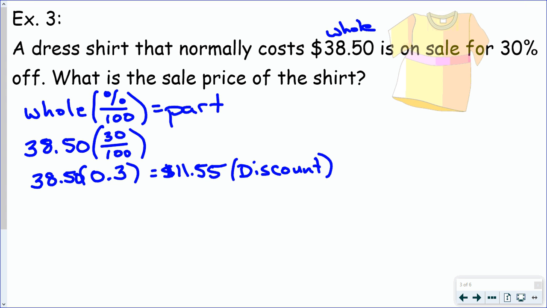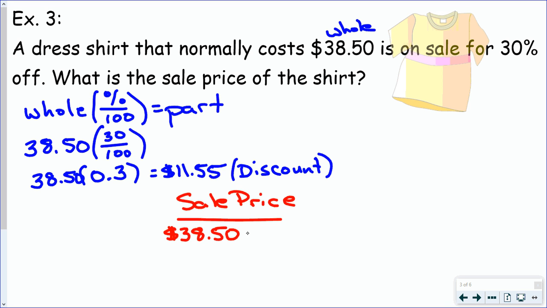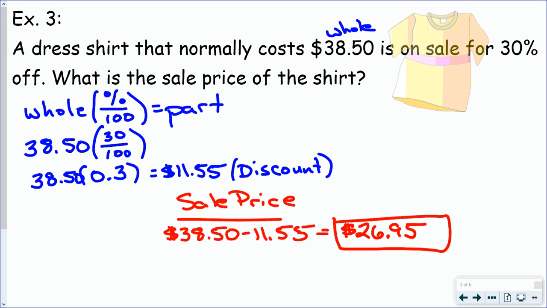So to find the price, write this down. To find the sale price, take the 38.50 minus the discount, the 30% that you don't have to pay. So what we get when we do that is $26.95. That's the sale price of the shirt.